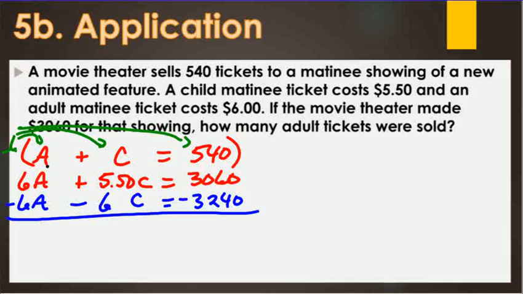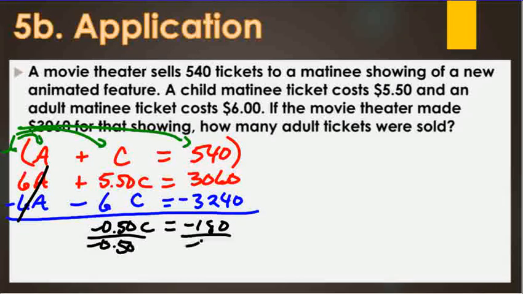The a's eliminate. 5.50 minus 6 is a negative 0.50c equals 3060 minus 3240 gives us a negative 180. Get c by itself, divide by negative 0.50. And you get number of child tickets sold would be 360.